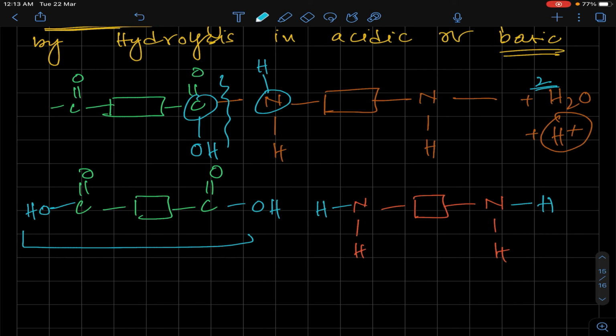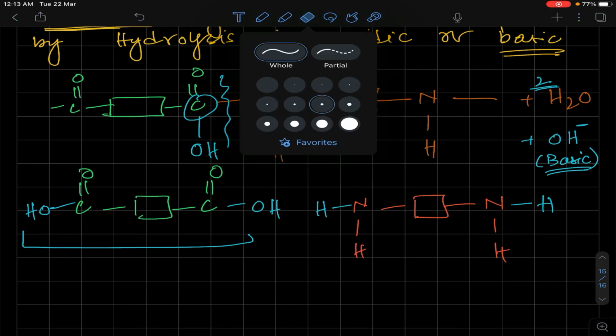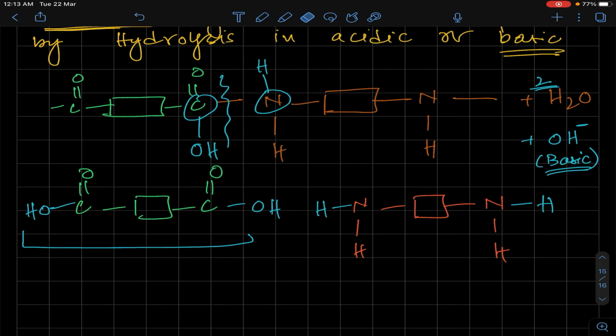And in basic medium, let's suppose we are doing the hydrolysis in basic medium, then we would have OH groups present in the reaction mixture. So in basic medium, instead of H plus ions, we would have OH minus. So in basic medium, the only difference would be in the structure which we get compared to the acidic part. The only difference in basic medium is that we would not get the acidic group, because now we are doing the hydrolysis in basic medium.